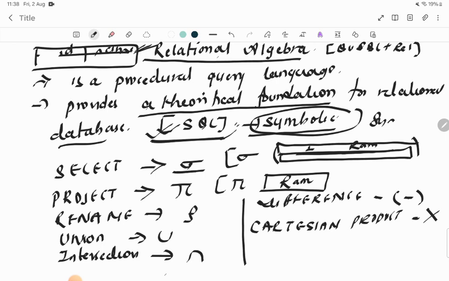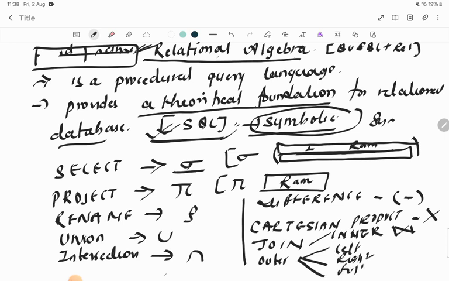Okay, next one is join operations. Remember, in the last video we covered the join operation. In join operations we had the inner join, and inner join is represented by this symbol. Next we had outer join. In outer join we had three portions: left outer join, right outer join, and full outer join. Left outer join is represented like this, right outer join is represented like this, and full outer join is represented like this.